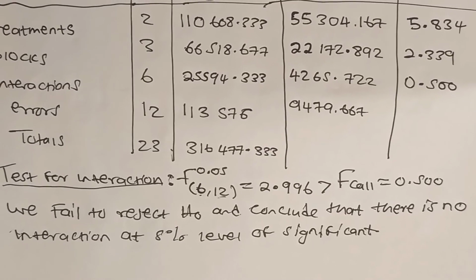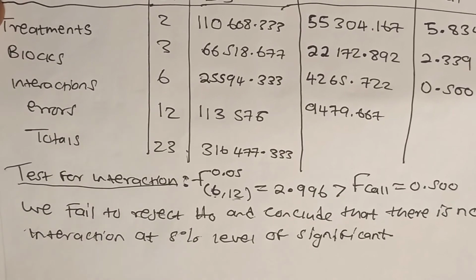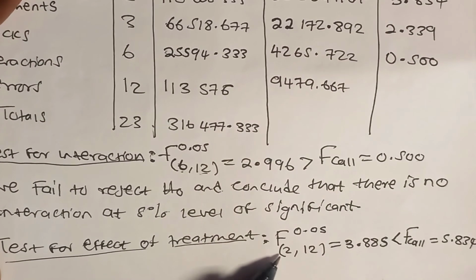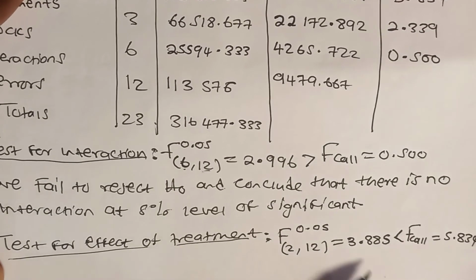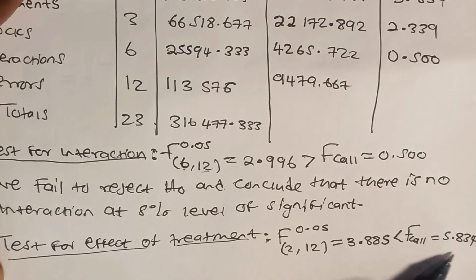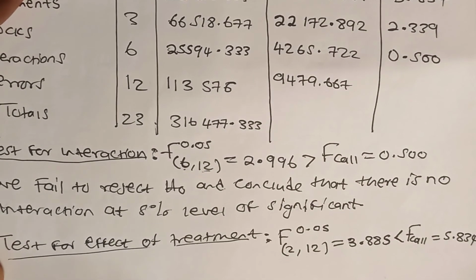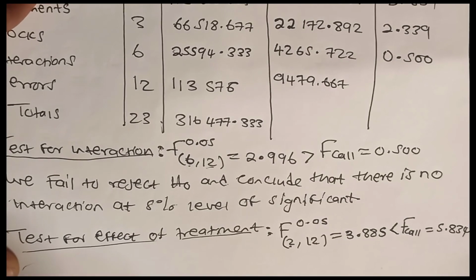We have to test for the effect of treatment, whether the treatment means differ or they are the same. Since our F tabulated with degrees of freedom 2 and 12 at 5% is less than the F calculated, we reject H0 and conclude that there is a difference among the means of treatment at the 5% level of significance.